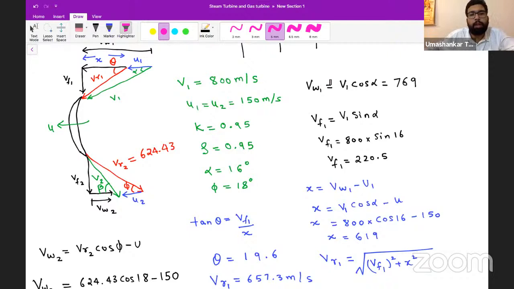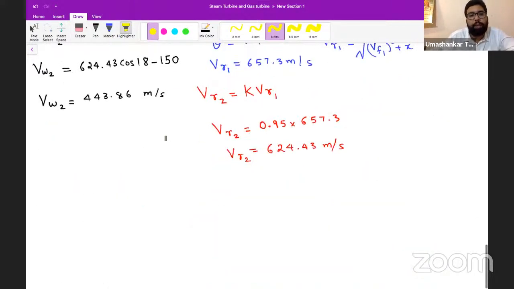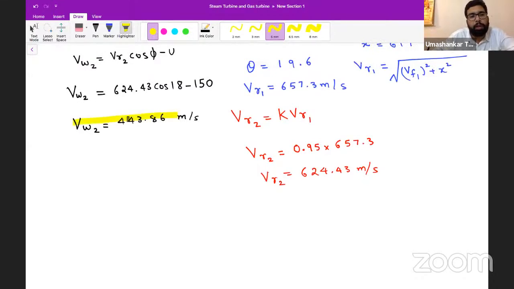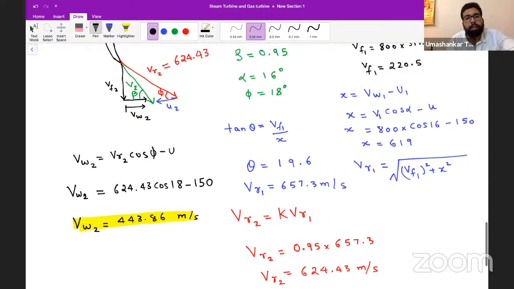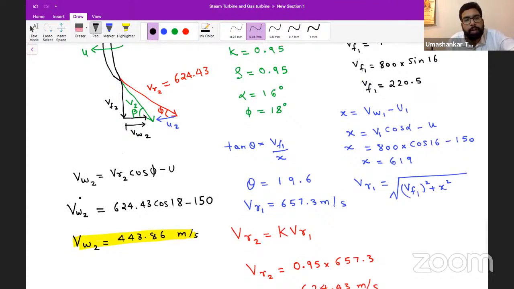So we have this value of VW1 also. This is going to be used in finding the power. VW1 we have, VW2 we have got. And now to move to the other blade, we require our V2. So let's apply a little more geometry.